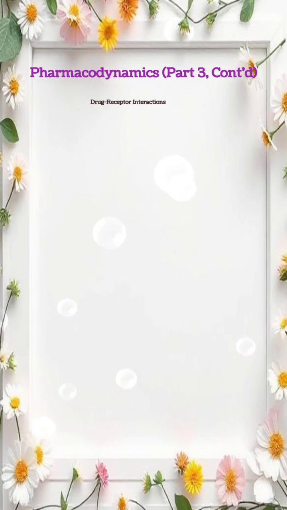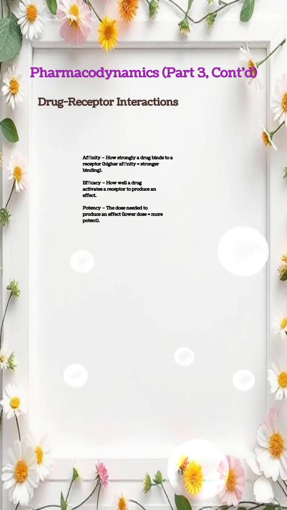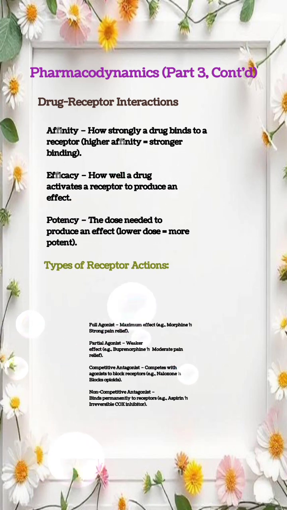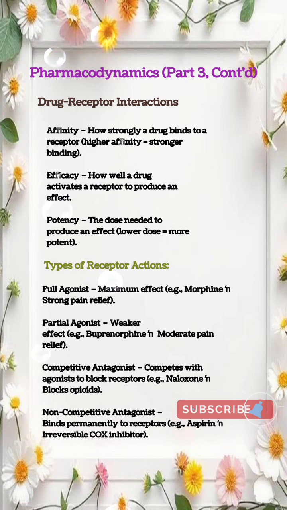Drug-receptor interactions. Affinity. How strongly a drug binds to a receptor. Higher affinity equals stronger binding. Efficacy. How well a drug activates a receptor to produce an effect. Potency. The dose needed to produce an effect. Lower dose equals more potent.